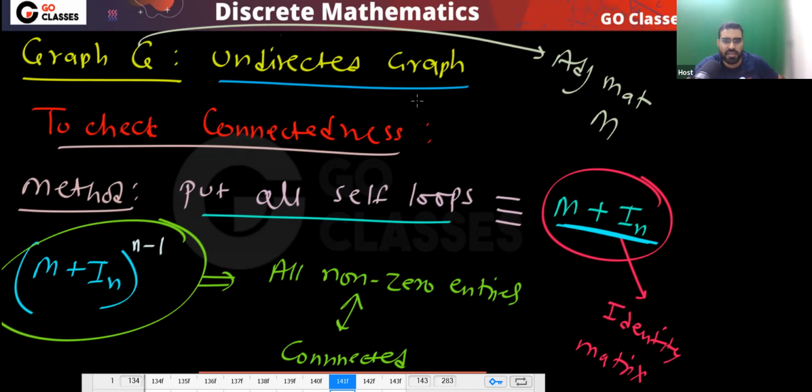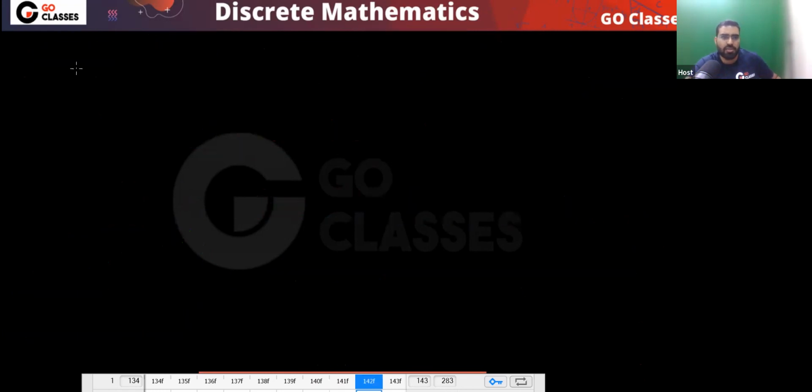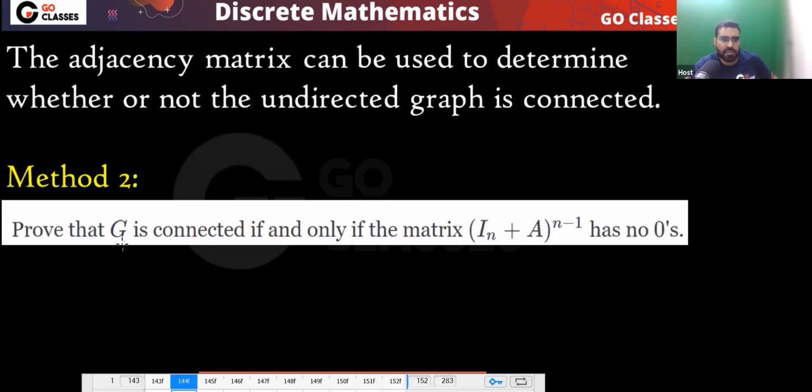This is easy to understand after I told you everything. Did you understand this now? So this is a theorem: your undirected graph G is connected if and only if this matrix has no zero entries.